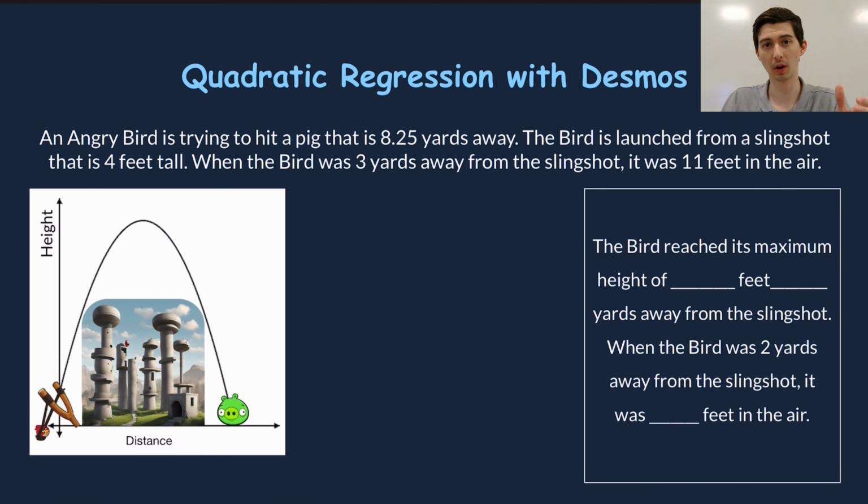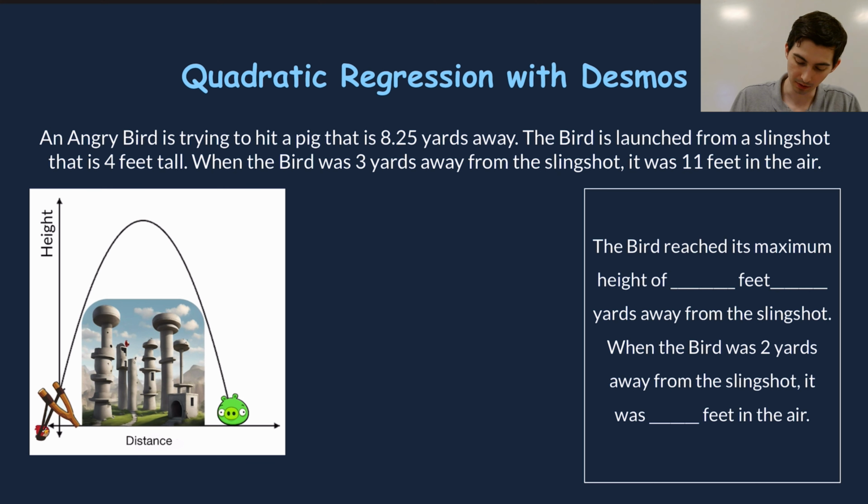In this next question, we're going to use what we call quadratic regression, or the regression tool, using Desmos. What regression does is if we give it a set of points, a list of ordered pairs, it can turn that into an equation. So even if we don't have it, we can still figure out all of our key features.